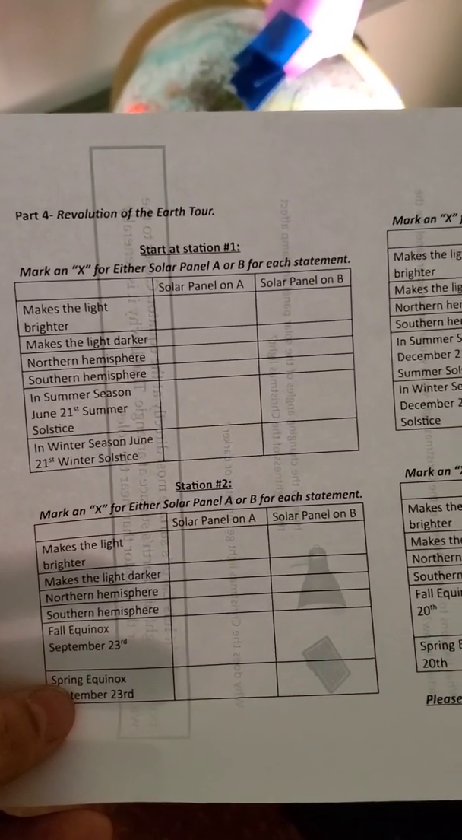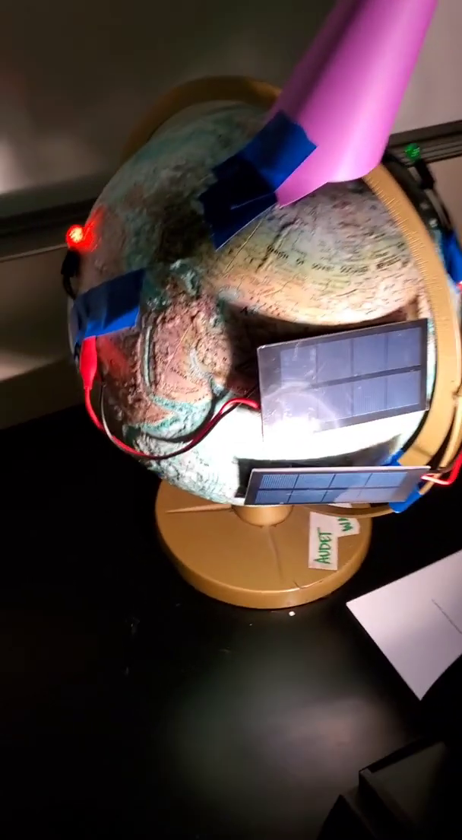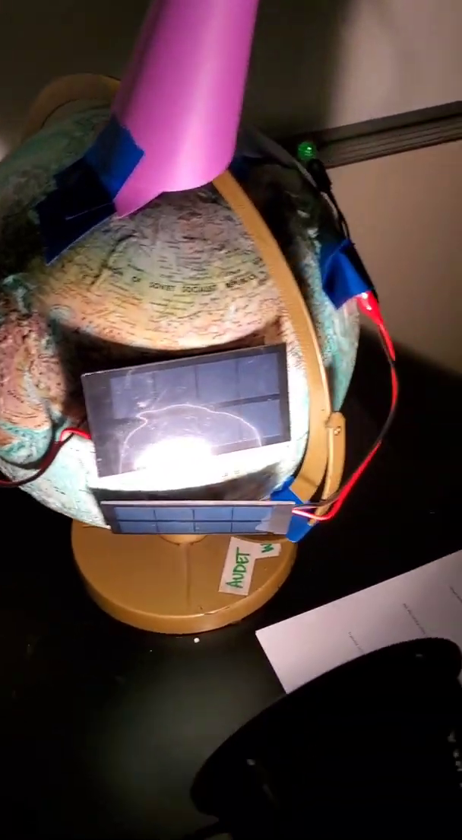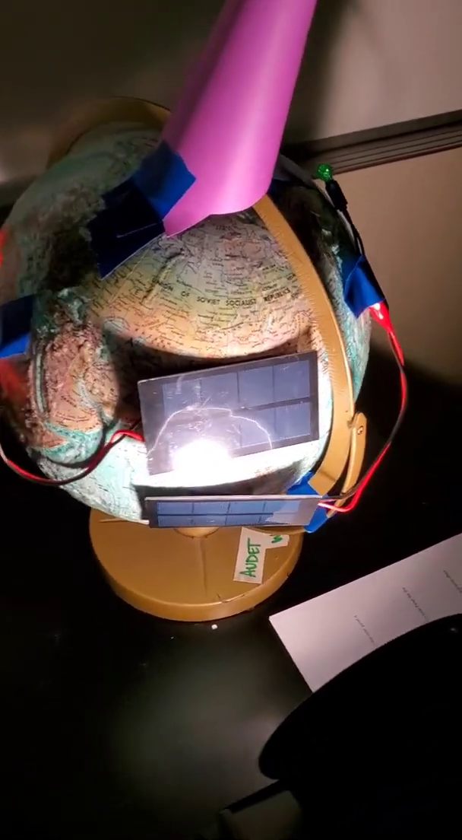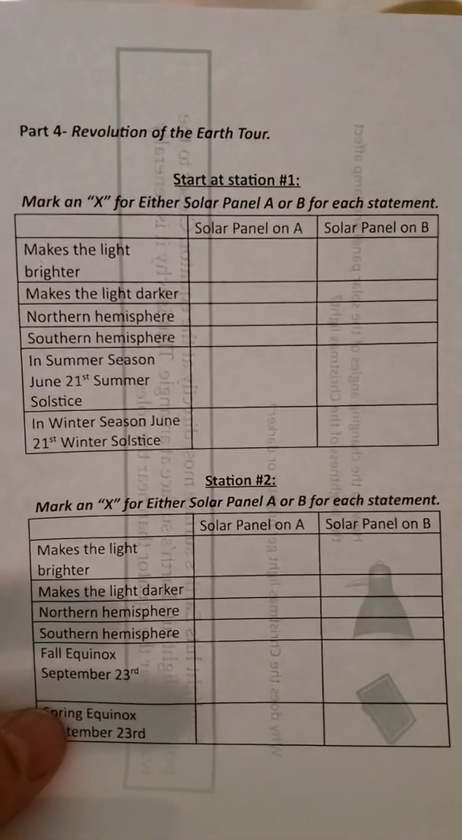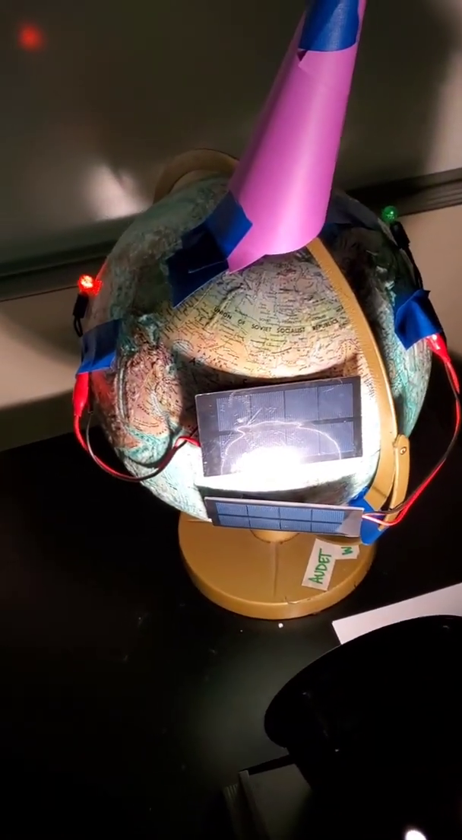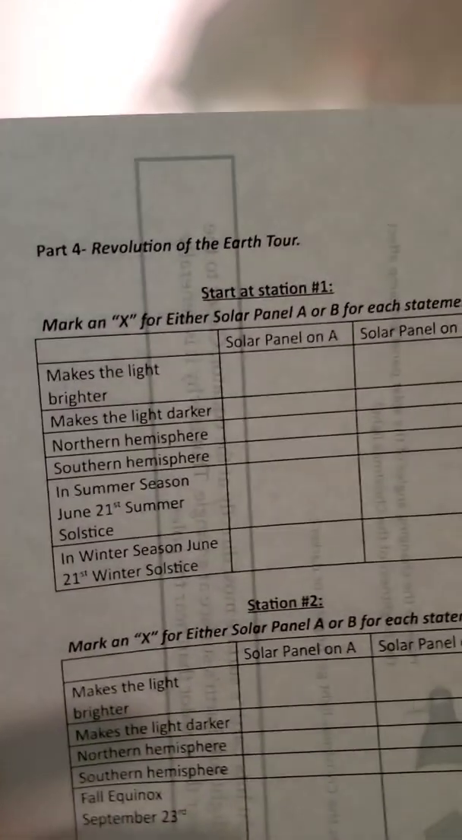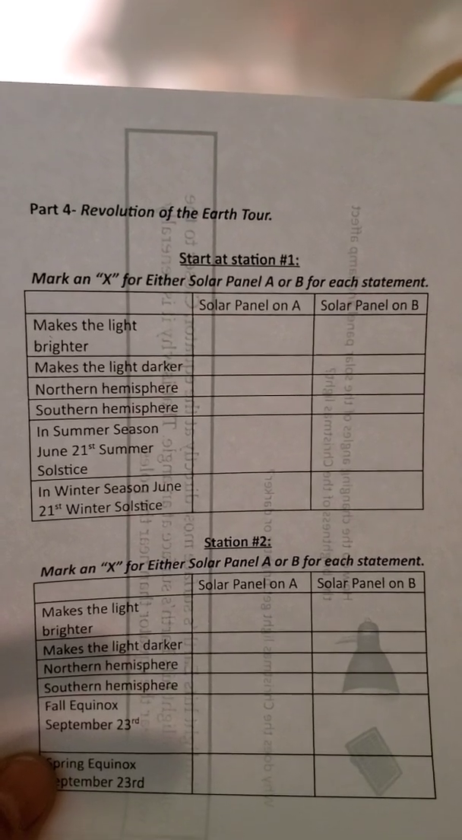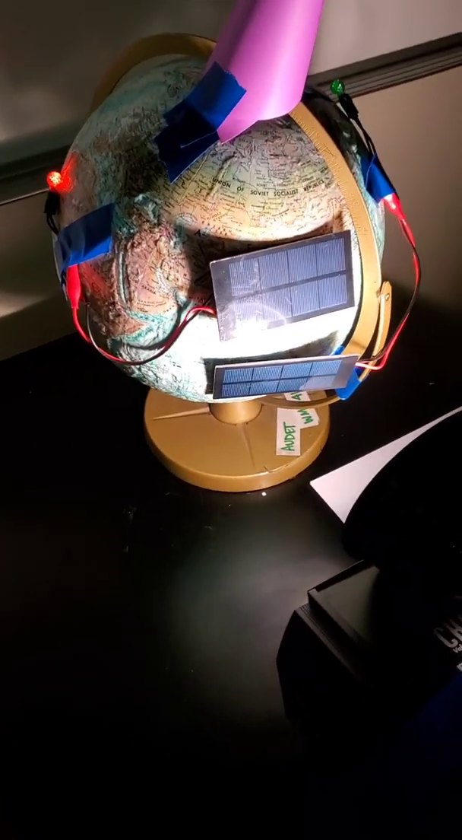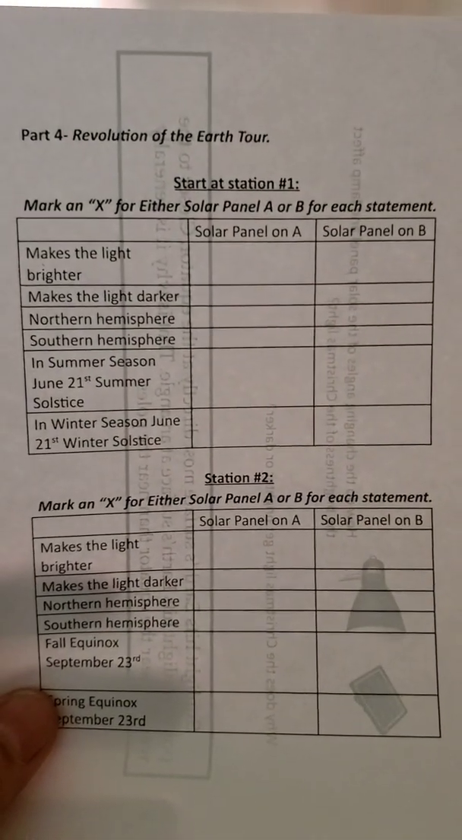So which is brighter, A or B? If we look at A, it's about that bright. If we look at B, it's about that bright. So we would put a mark in the corresponding category for which one's brighter. Which one makes the light darker, A or B? Next we have, is the northern hemisphere the top panel or the bottom panel? Is the southern hemisphere the top panel or the bottom panel?